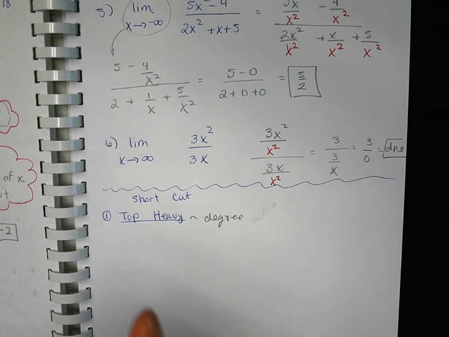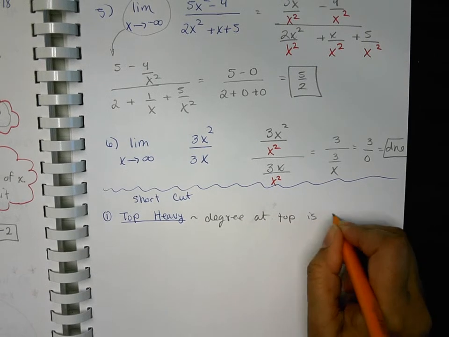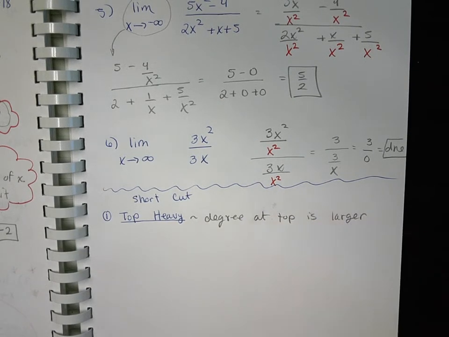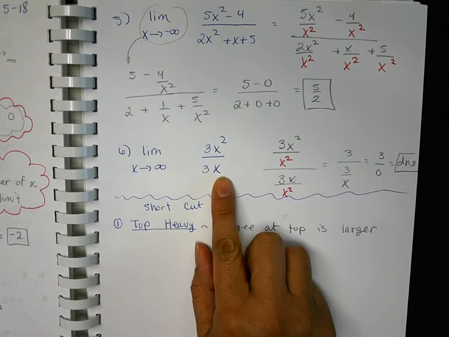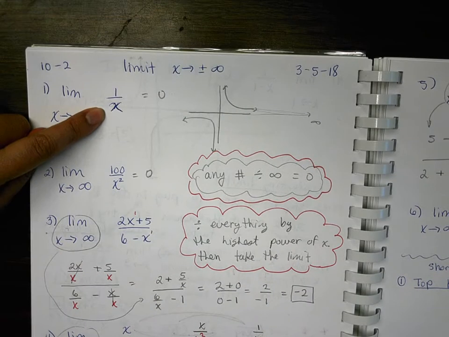The degree at the top is larger. And we know the top means the numerator. The degree in the numerator is larger. All right, so let's look through our notes and see if we have any. Oh, number 6. Is 6 the only one that ended up that way?